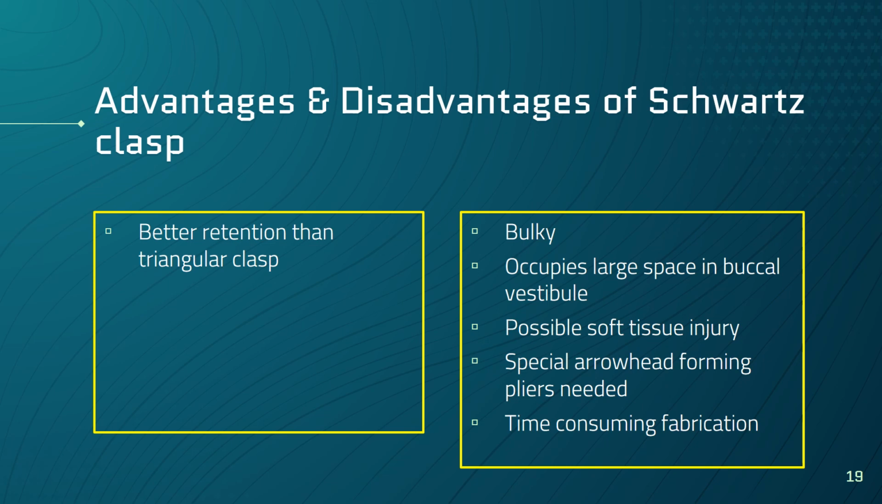Now the disadvantage is the clasp is bulky, it occupies a large space in the buccal vestibule. And because it's bulky, there is a possibility of soft tissue injury, and you need special arrowhead forming pliers to fabricate this clasp, and the fabrication can be a time consuming exercise.